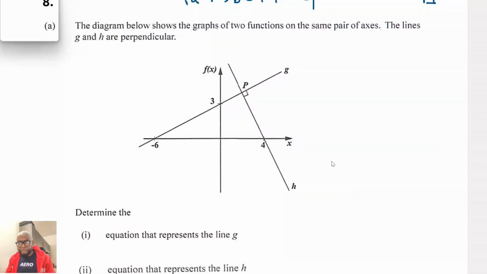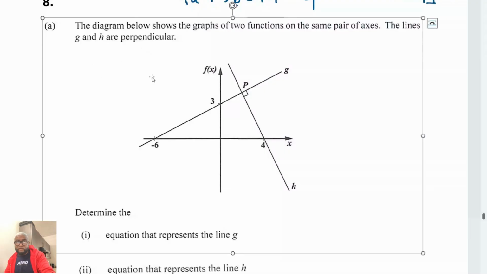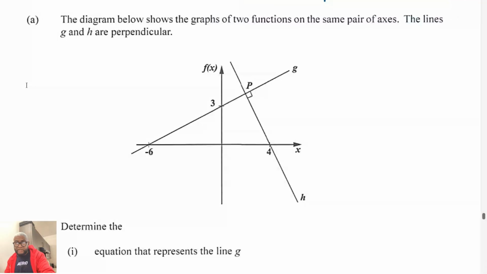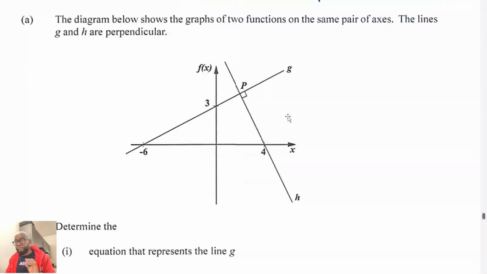So this is January 2024, number 8. We just do number 8, then we go into another past paper, right? Okay, so the diagram below shows the graph of two functions on the same pair of axes. The lines G and H are perpendicular. So once you know two lines are perpendicular, if you have one gradient, you can find the other gradient, right?